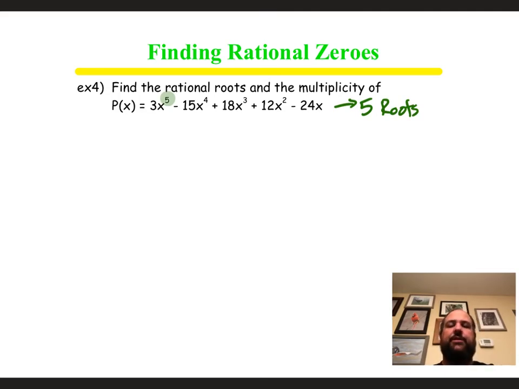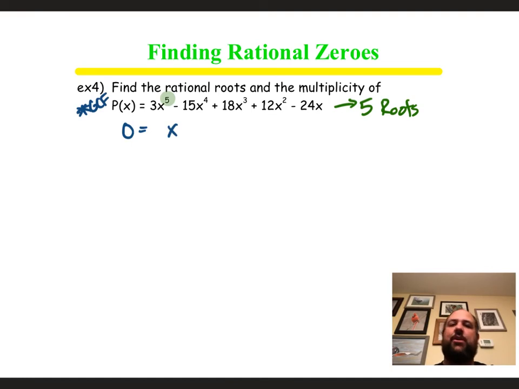The other thing I notice is when I try and generate my p over q values, for p, that should be the constant term. There is no constant term here. It stops at negative 24x, which means if I have an x in every single term, there's a GCF, and I need to factor that out first. So what I'm going to do is keep this, set it equal to 0, and factor out my GCF, which I know is going to have x.